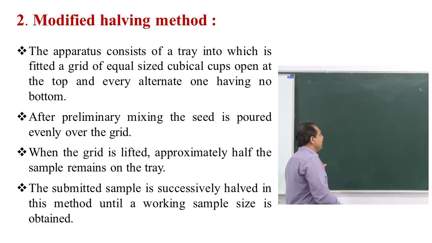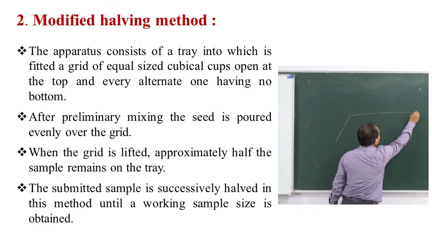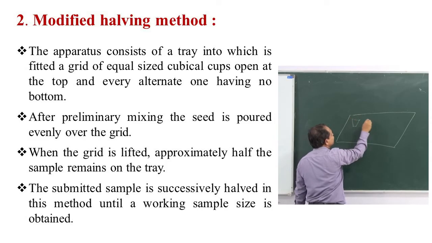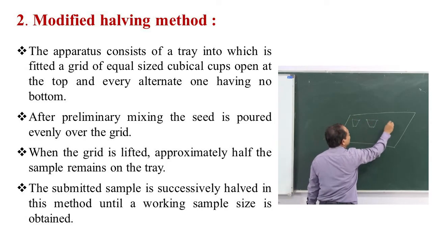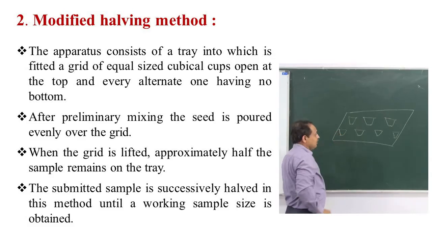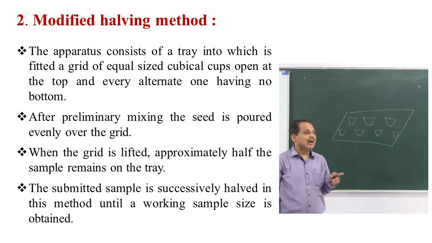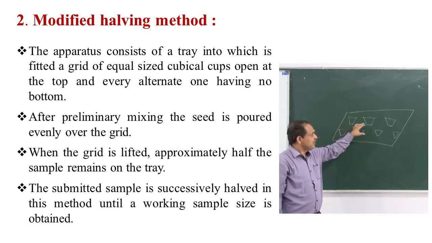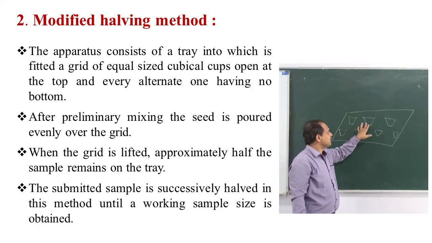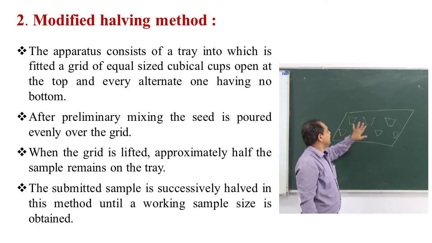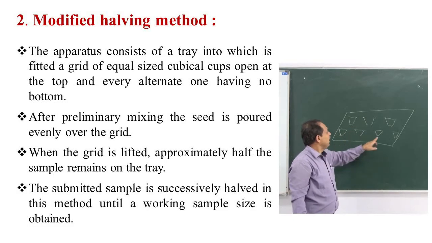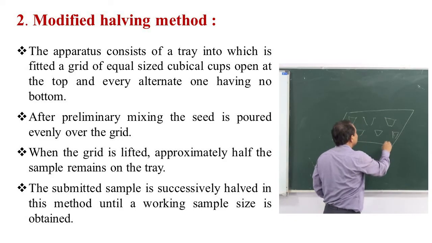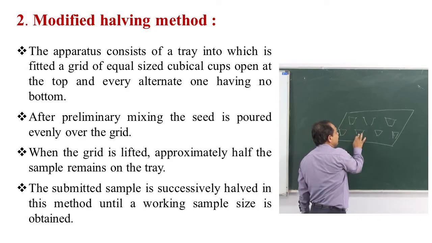So, in this case, suppose this is a tray, and cubical cups are fitted in lines. The principle of this modified halving method is that the cubical cups are arranged in lines and alternate cups are opened at both ends, like this. So it is opened, it is opened, it is closed.